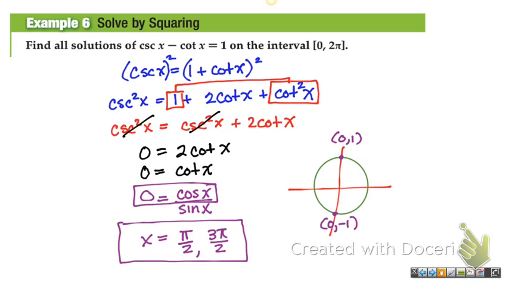And because I squared both sides, I have to check to make sure that neither one of these is extraneous. So that means I have to plug it back into the original problem. If you plug in pi over 2, no problem, that works out great. If you try to plug in 3 pi over 2, it doesn't work. This guy's extraneous, and therefore the only answer is pi over 2.